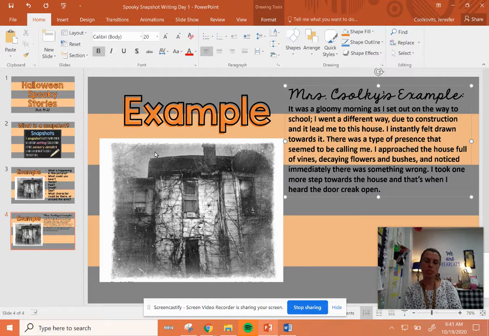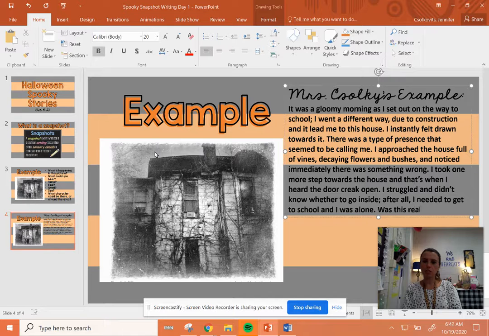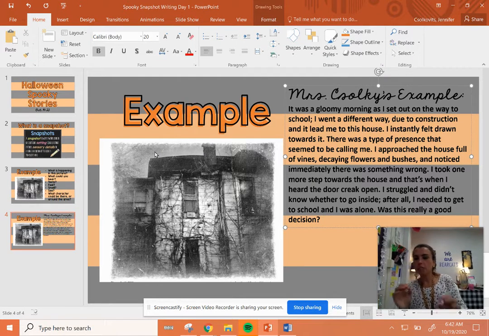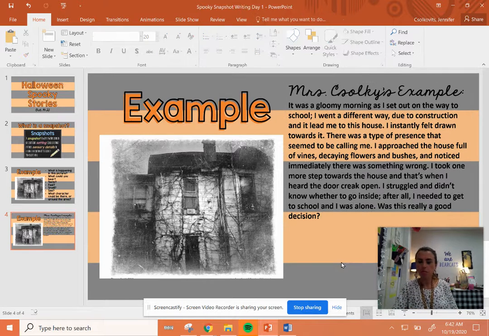So I'm going to continue on. I struggled and didn't know whether to go inside. After all, I needed to get to school, and I was alone. Was this really a good decision? So at this point of my snapshot, there is not a lot happening. I have just given a basis of my story. So I set the scene. I talked about what I could see in the picture, basically, and that is all.